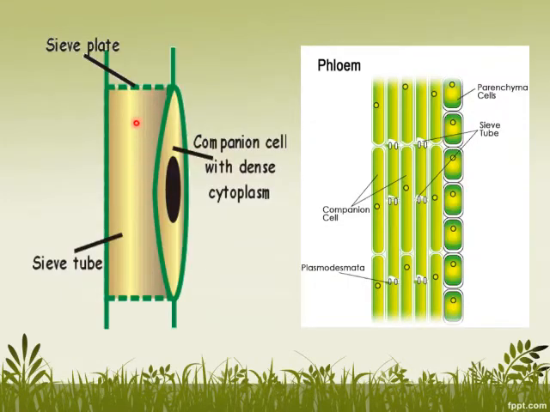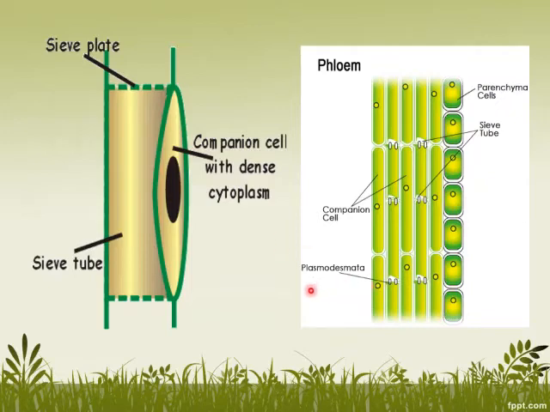Here you can see the sieve plate, a companion cell with a dense cytoplasm, and a sieve tube. This is another example of the phloem tissue, which has parenchyma cells, sieve tubes, companion cells, and plasmodesmata. So this is how the xylem tissues and phloem tissues look.